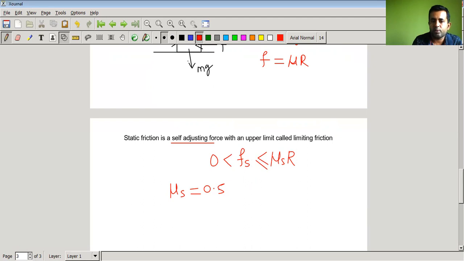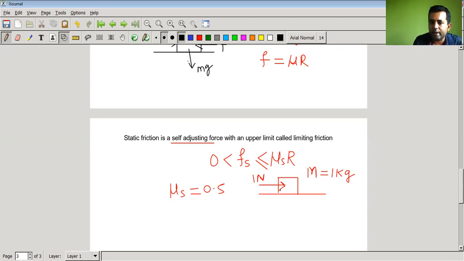Fine. So suppose mu s is this, and I have a 1 kg block here, mass 1 kg, and let us say I initially apply a force, say 1 Newton, to move the block. Now, if I apply 1 Newton force, what is going to happen? So let us find it out.